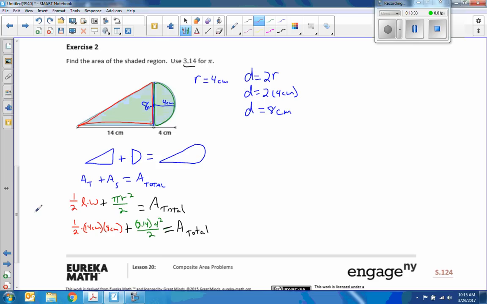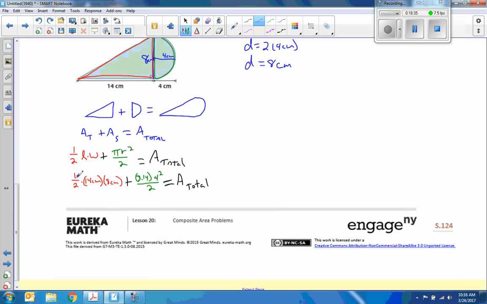Now I just need to simplify and solve. I'm going to get rid of this half first. Half of 14 is 7. 7 times 8 is 56 centimeters squared. That's the area of the triangle. Plus 3.14 times 16, 4 squared, divided by 2. Well, that's going to reduce to 8. 16 divided by 2 is 8. And that's going to equal our area total.